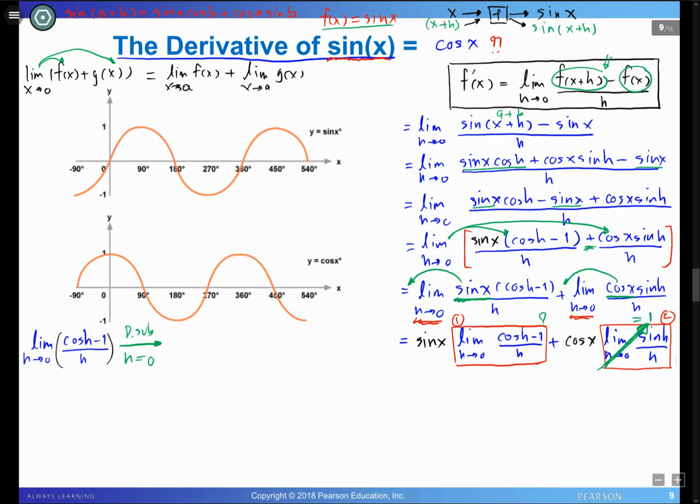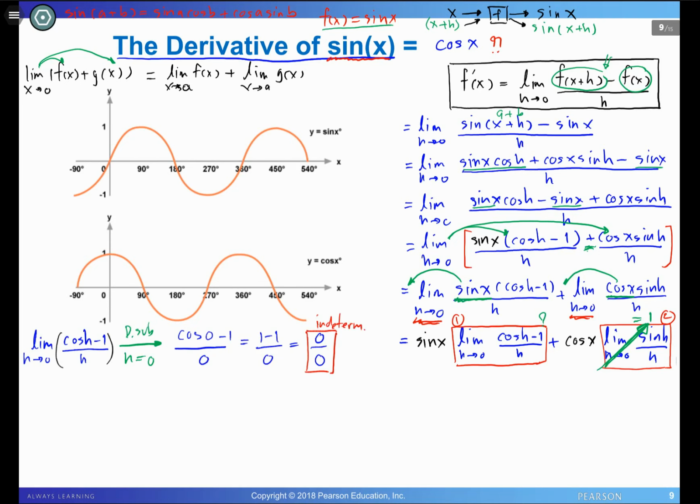So we have this term. What is it going to be? It's going to be cosine of 0 minus 1 divided by 0. Cosine of 0 is 1, minus 1 divided by 0, and we get 0 divided by 0. This is not good because this is indeterminate. What we have right here is an indeterminate form, which means that there is no conclusion about this. So we have to do some more work to get a conclusion. So direct substitution failed. Let's try something else.